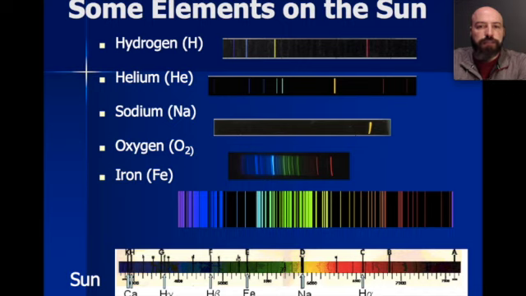Here are a few different elements. Again, they all have their own unique fingerprint. You have hydrogen, helium, sodium. As you see, as we get into more complicated atoms, we have oxygen, iron. Those have many, many different wavelengths and colors.